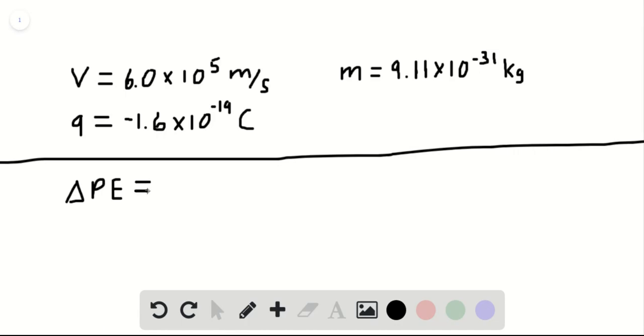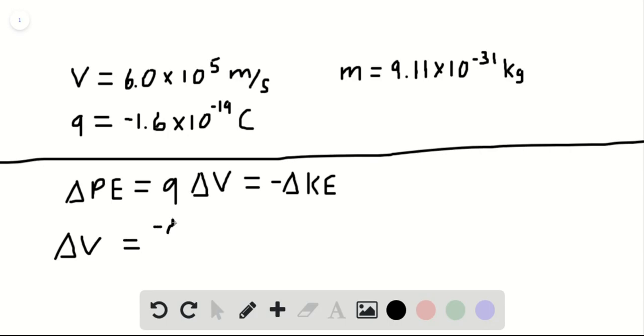is going to be equal to the charge Q, which here is the charge of the electron, times delta V, which is the change in the potential, which is equal to negative the change in the kinetic energy. Well, using this, we can solve for delta V, which is going to be equal to minus delta KE divided by the charge of the electron, Q.